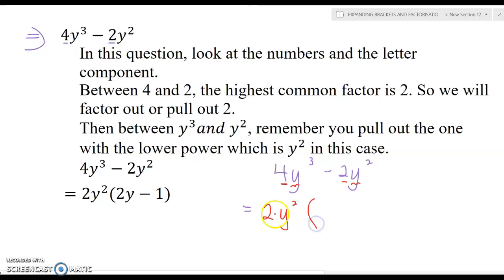So now put your brackets. So 2 times what will give me 4? 2 times 2. And then y squared, or y to the power 2, times what will give me y to the power 3? That'll just be y. Put your takeaway sign. And now 2y to the power 2 times what will give me 2y to the power 2? That'll just be 1.